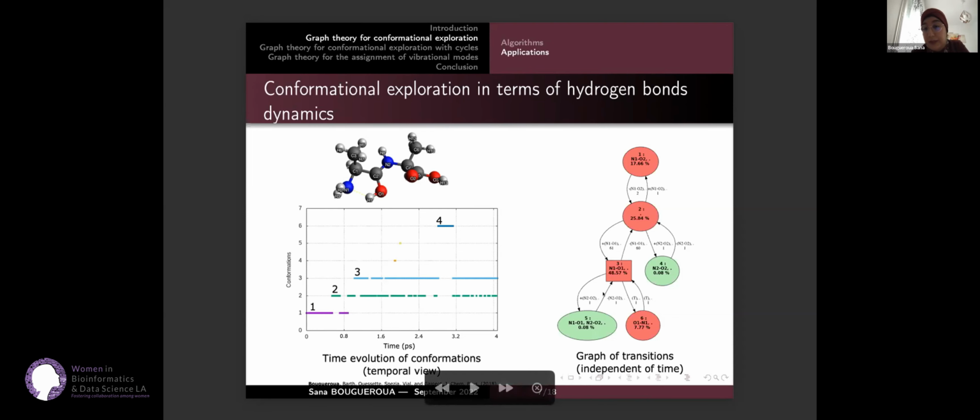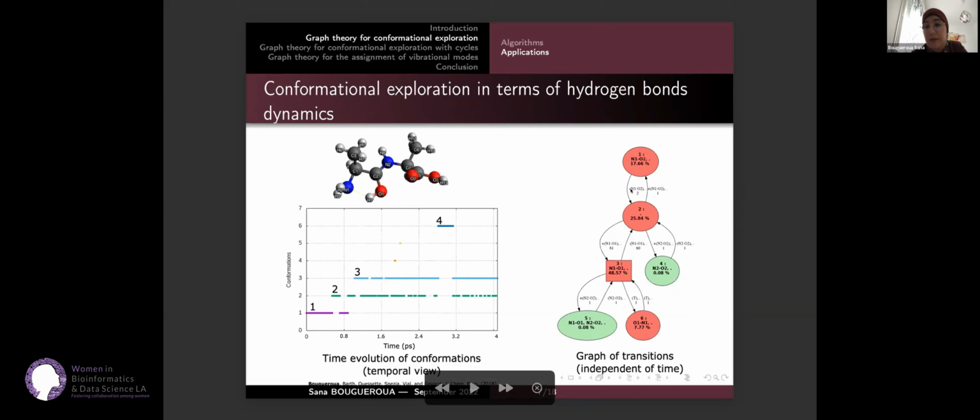On the other hand, we have the graph of transitions, which is another view of the dynamics of the trajectory, but here we forget the time. Here I have a graph where the vertices represent the different conformers that I have identified in this trajectory, and the edges represent the transitions that have been seen during this trajectory. We have labeled the edges with the chemical type of change.